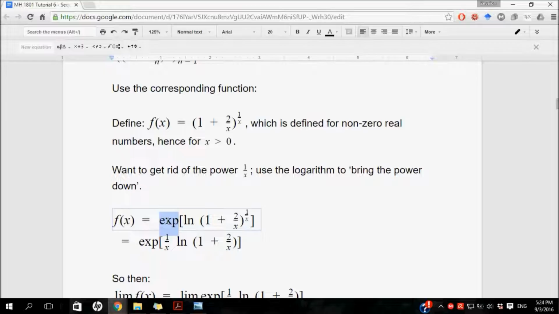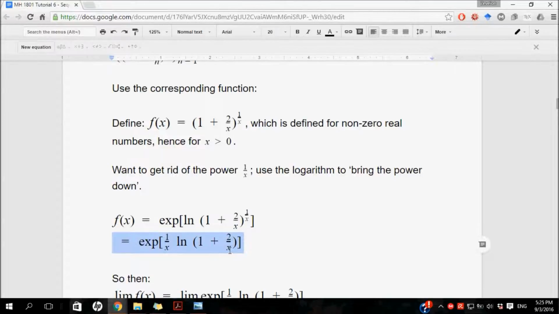In other words, using function composition, the exponential of the logarithm of this bit is the same thing as my f(x). Once we have the logarithm here, we can take the power 1 over x and bring it down, and we would have this expression. Inside the exponential, we have brought down the power 1 over x, and here we have the rest of the expression, ln of 1 plus 2 over x.